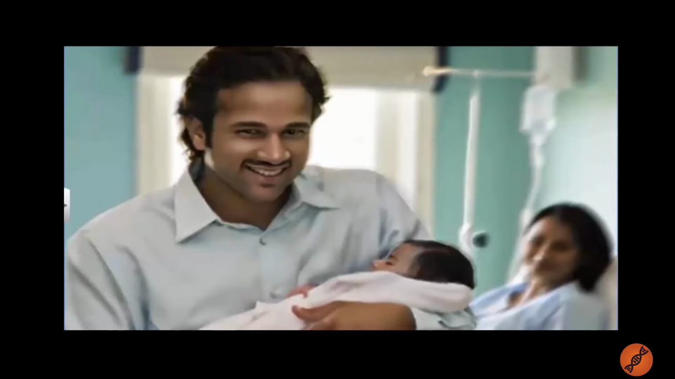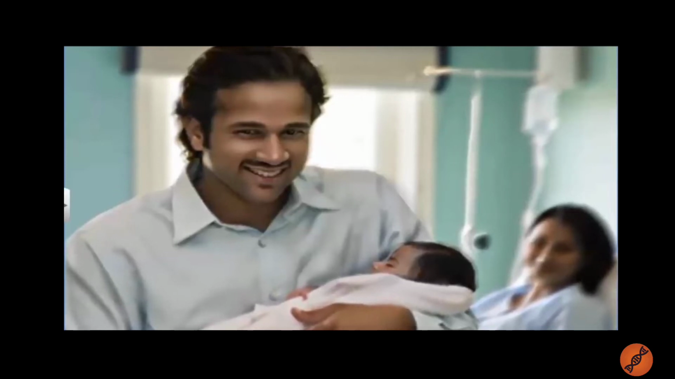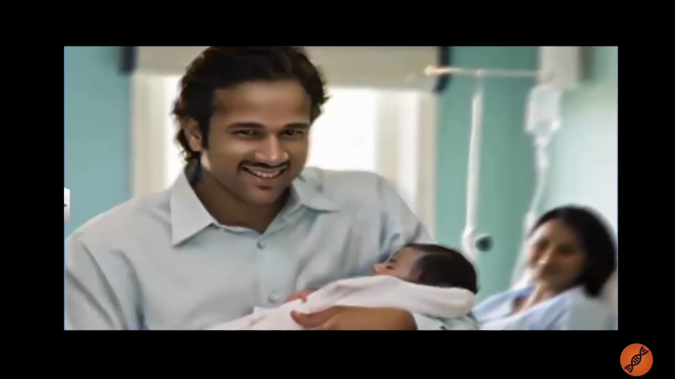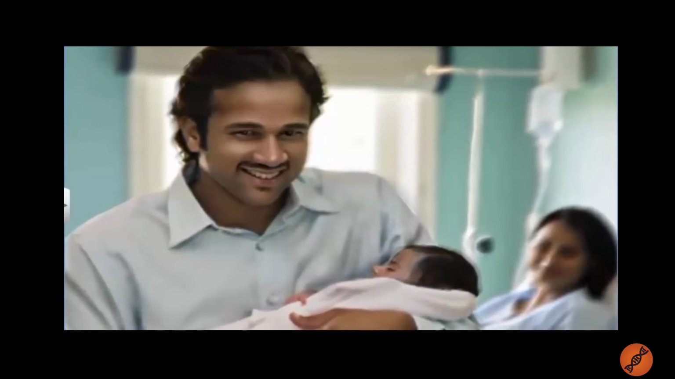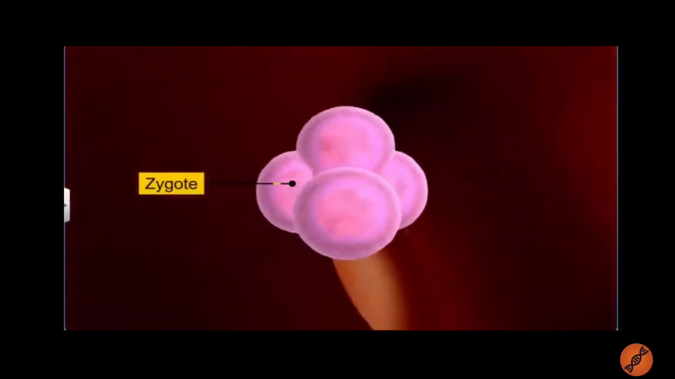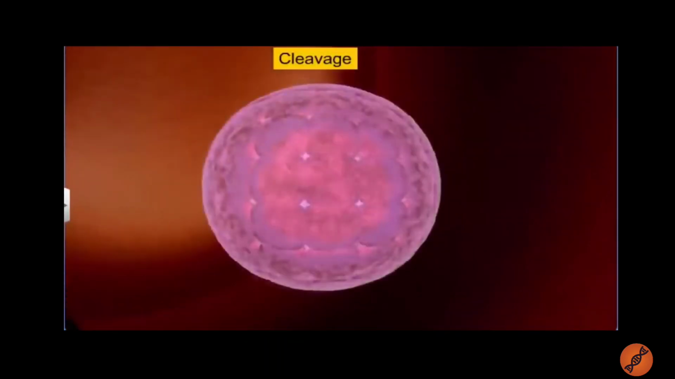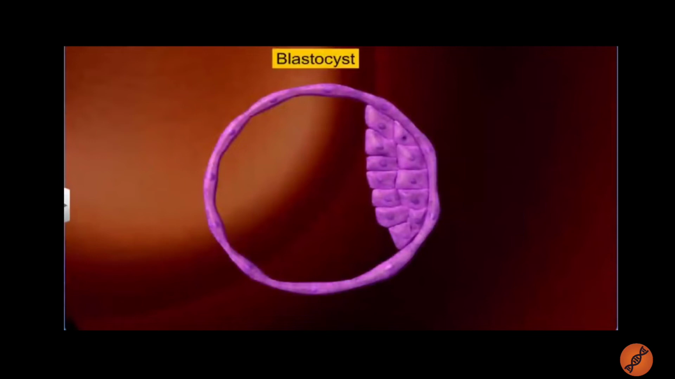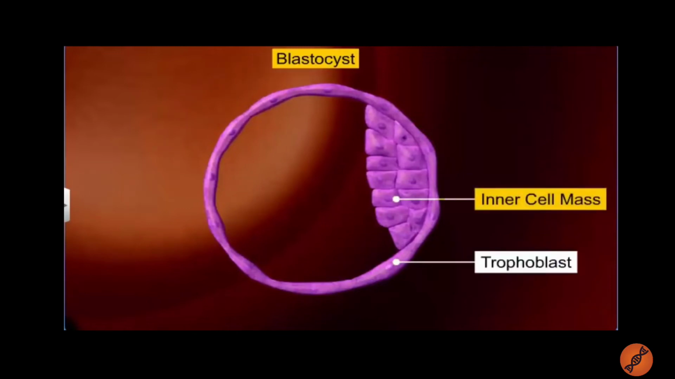The joys of holding a newborn baby know no bounds. The birth of the baby is an intricate and complex process that begins when the zygote undergoes cleavage and develops into a blastocyst, the hollow ball consisting of a trophoblast and inner cell mass and the cavity called blastocele.